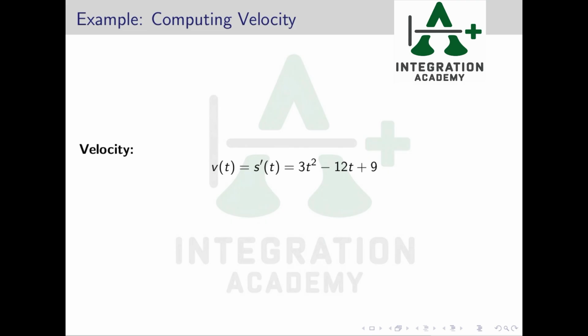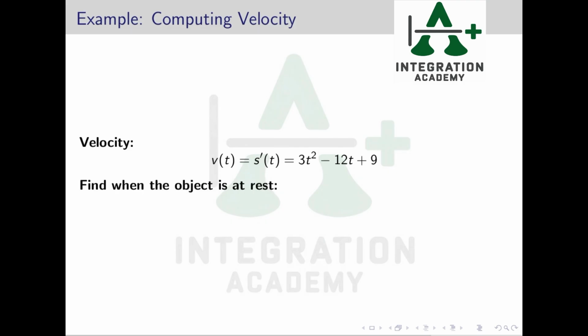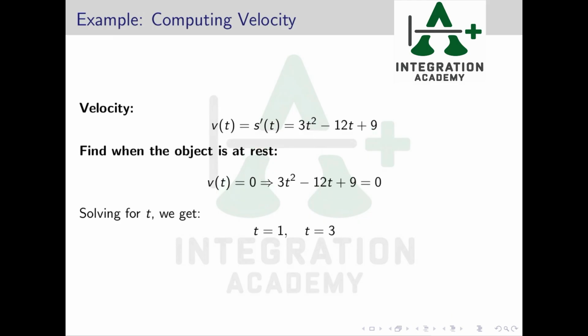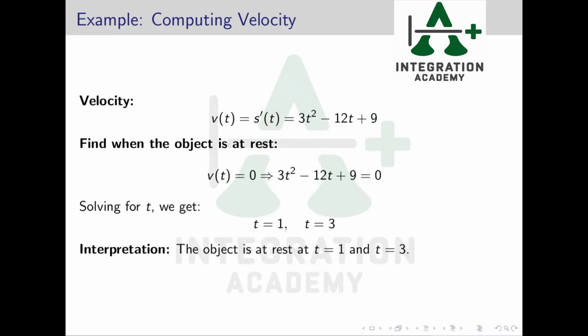Now, let's determine when the object is at rest. We set velocity equal to 0 and solve for t. This results in two values, t equals 1 and t equals 3. This means the object stops moving at these times before changing direction.